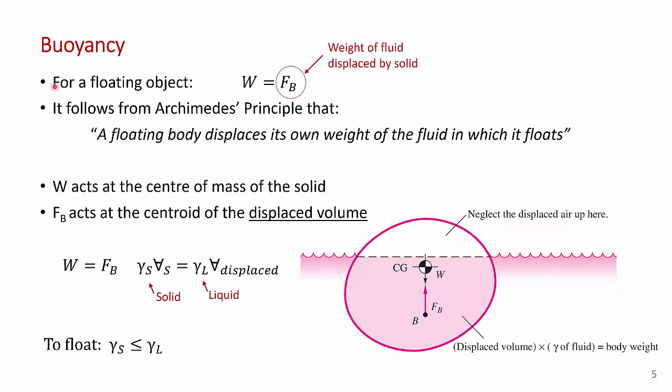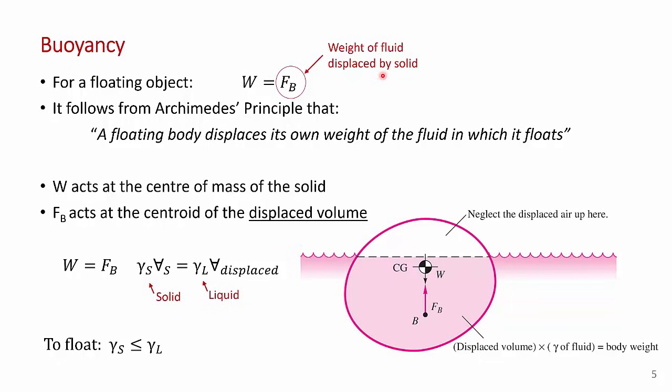Okay, so let's consider a floating object here. I've got maybe a piece of wood floating in some water. And in that case, for static equilibrium, the weight equals the buoyancy force. So we've got the weight equal to the buoyancy force, and the buoyancy force is just the weight of the fluid that's displaced by the solid.